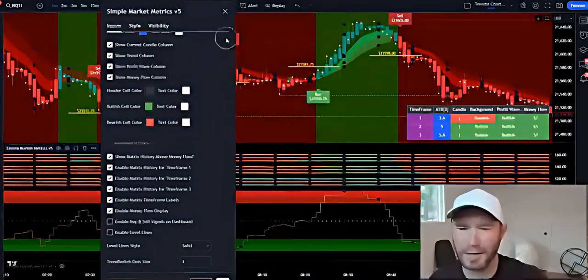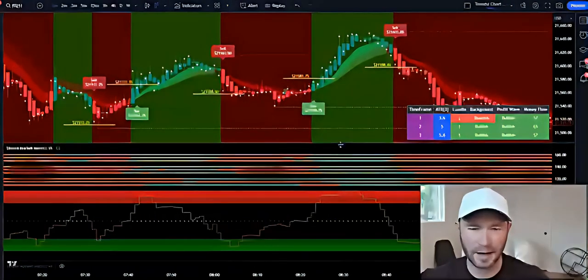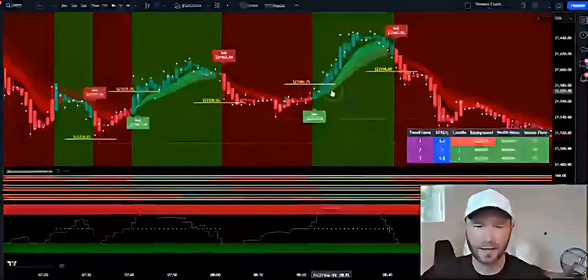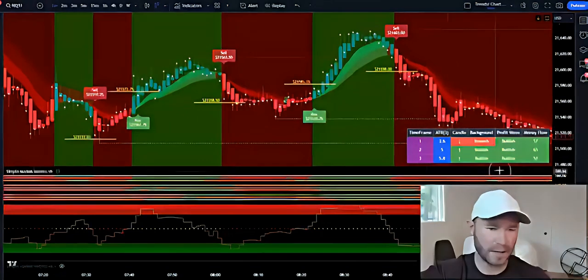What's so powerful with this? Guys, this is why I love it. I'm a trader who trades like this. I want a top-down method where if everything is green, green, green, I just want to be going long. If it's red, red, red, I just want to be going short.